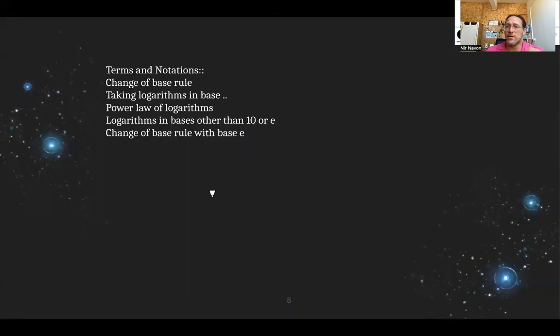So we talked about what an exact value is. So it's not the rounded number. It would be looking like log 7 over log 2. That would be an exact solution. Or log in base 2 of 7. Change of base rule, taking logarithms in bases.